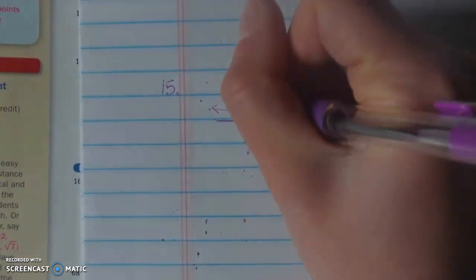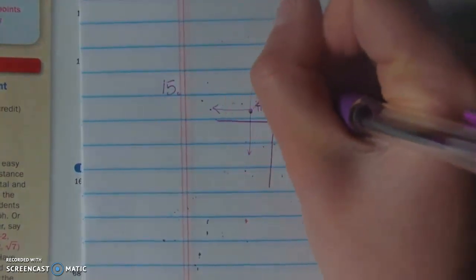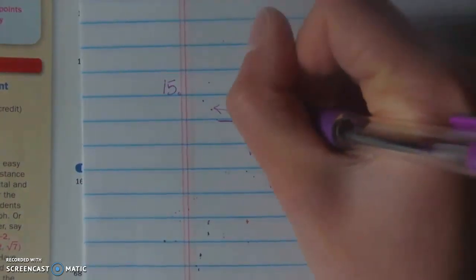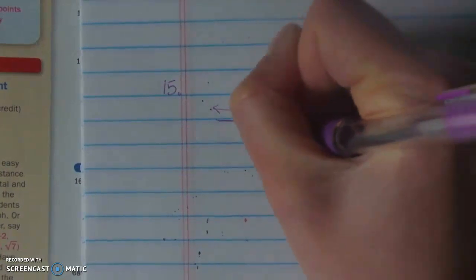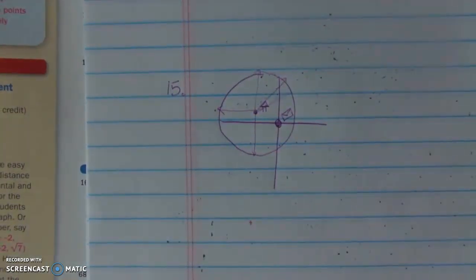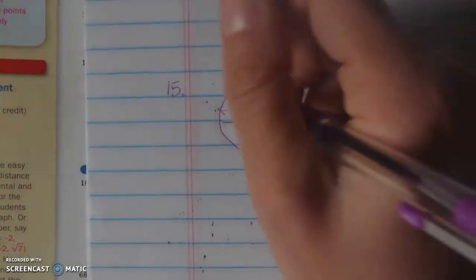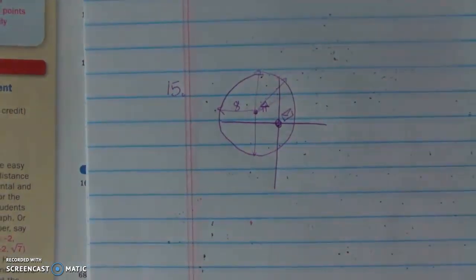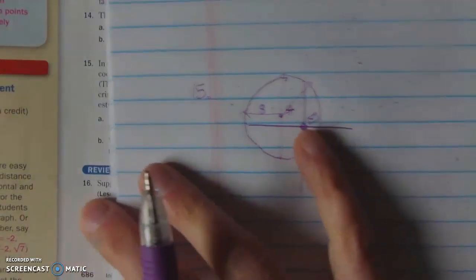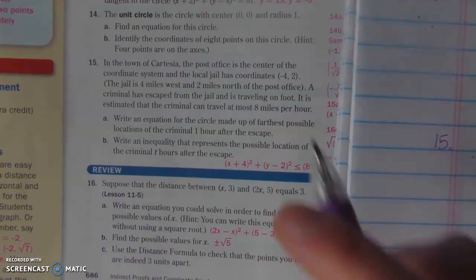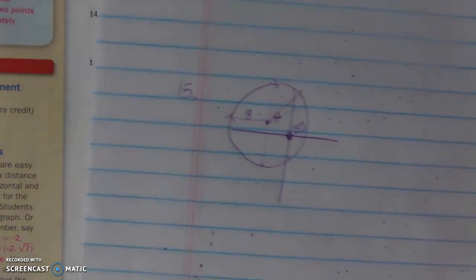So he could go at most 8 miles down this way, 8 miles down this way, 8 miles this way. In fact, all the way around in every single direction. In fact, you might be noticing something. What we are forming here is a circle. And that circle has a radius of 8, because that's the farthest he could have gone. And it has a center at our central coordinate, which we're told is -4, 2.